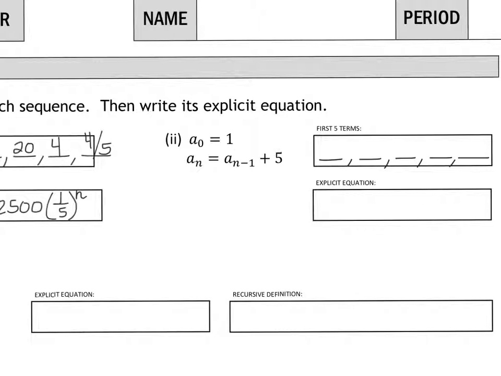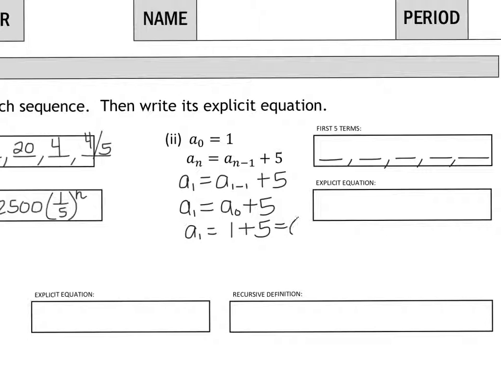If you read the recursive definition and you're not sure where to go with it, you could use it as a formula. Same thing on number 1, you could use the equation as a formula. So since I next want to find a sub 1, I'm going to plug in n equals 1, so this will be 1 minus 1, and then plus 5. So a sub 1 is equal to a sub 0 plus 5. A sub 0 we know is equal to 1, so 1 plus 5 gives us 6.